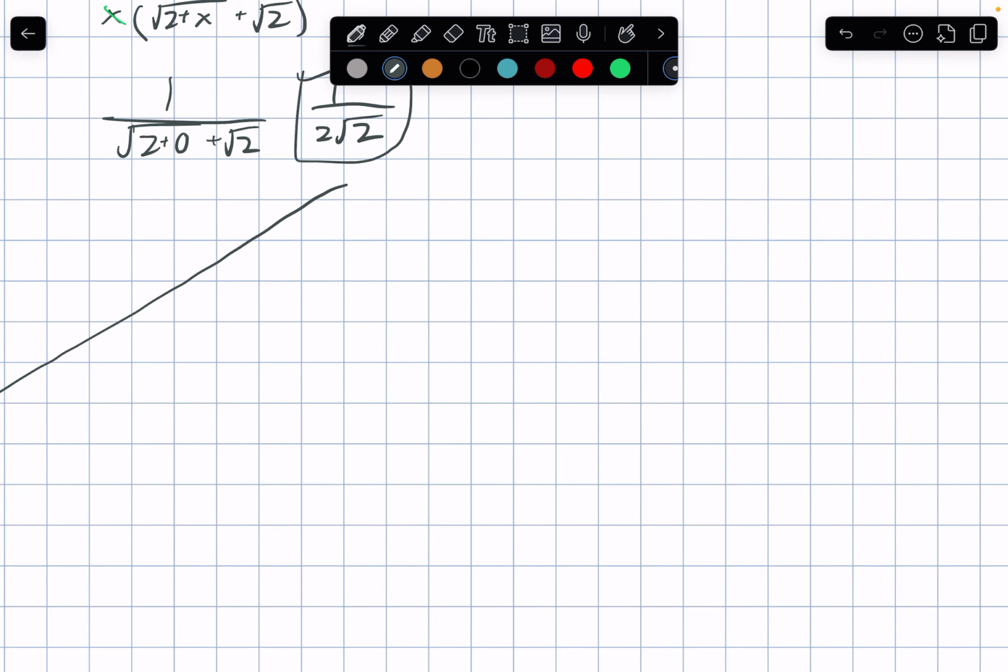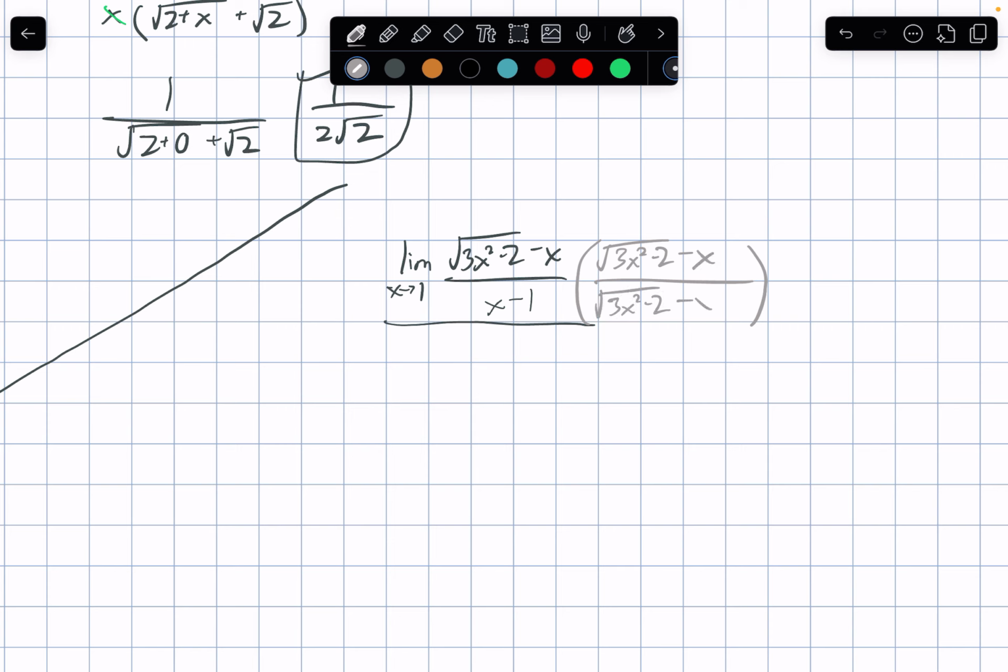Okay. One more. Okay. Rationalization. By the way, this is supposed to be plus. Whatever the sign here, write the opposite. Okay?